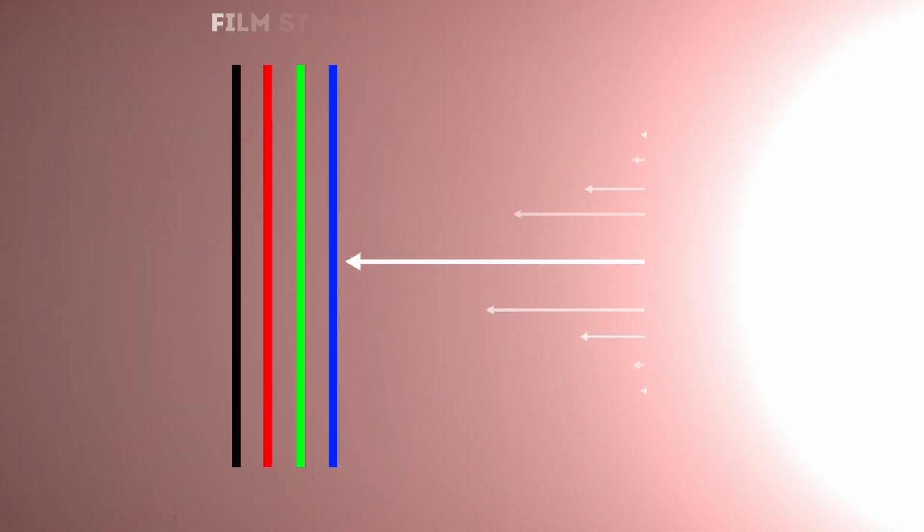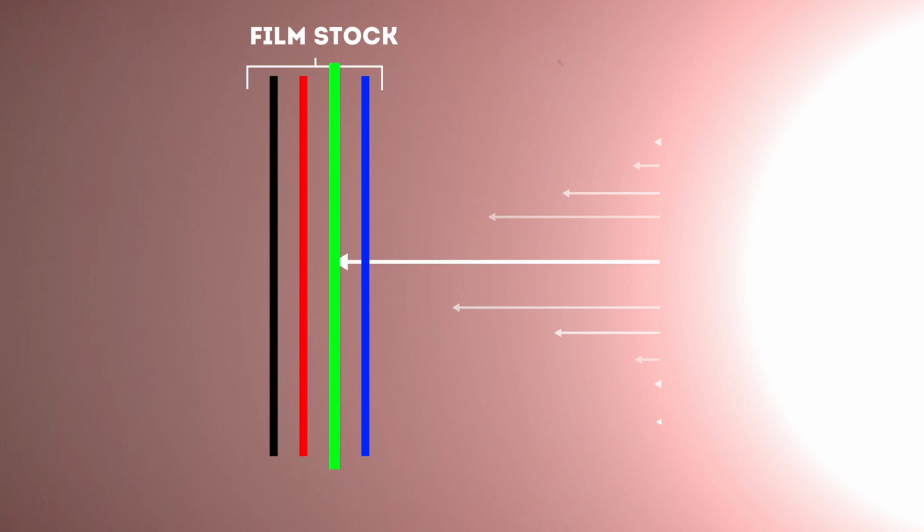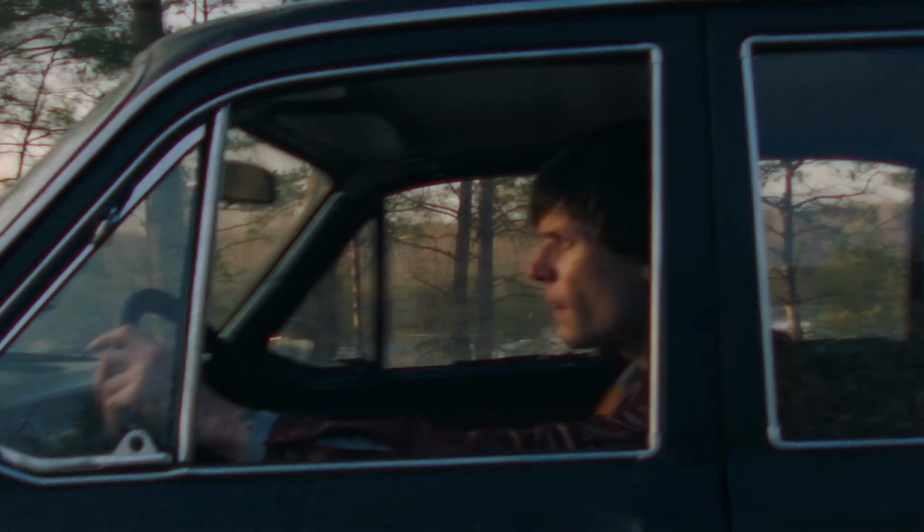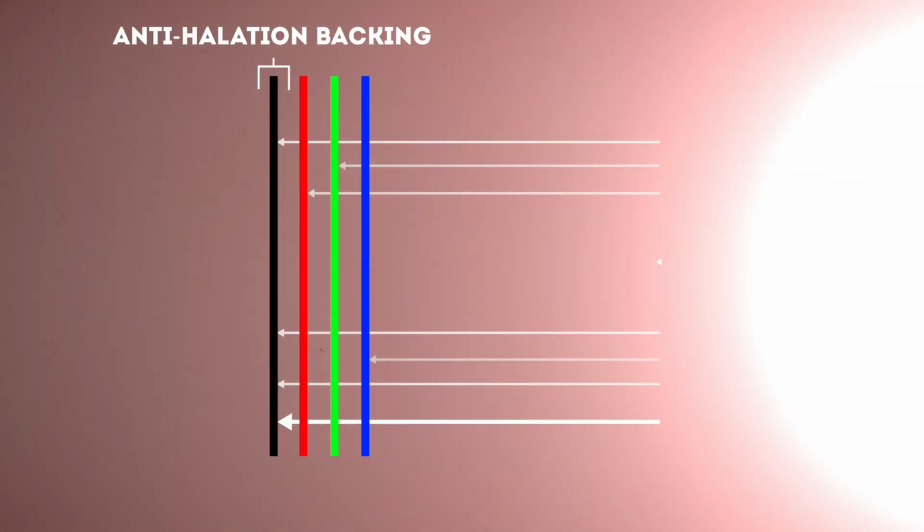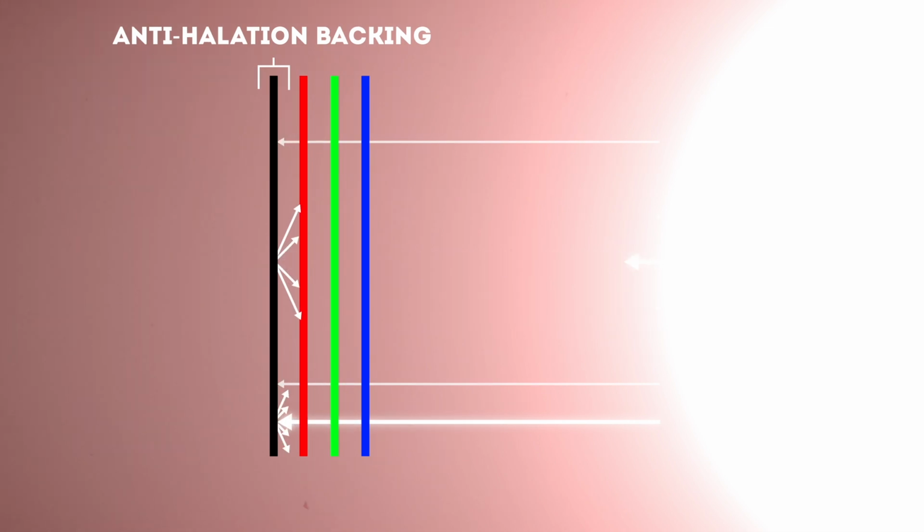Let's get technical for a second to explain in simplified terms how halation occurs when shooting on film. When light hits film stock, it travels through blue, green, and red layers, and the light is absorbed. When these three layers are combined, they create a color negative. When you print them to a positive, you get the film footage we are familiar with. Now, this last layer here is the anti-halation backing, and its purpose is to absorb any light that penetrates the red layer. When the light is really bright, the anti-halation backing can't absorb it all, and some of the light is reflected back onto the red layer.